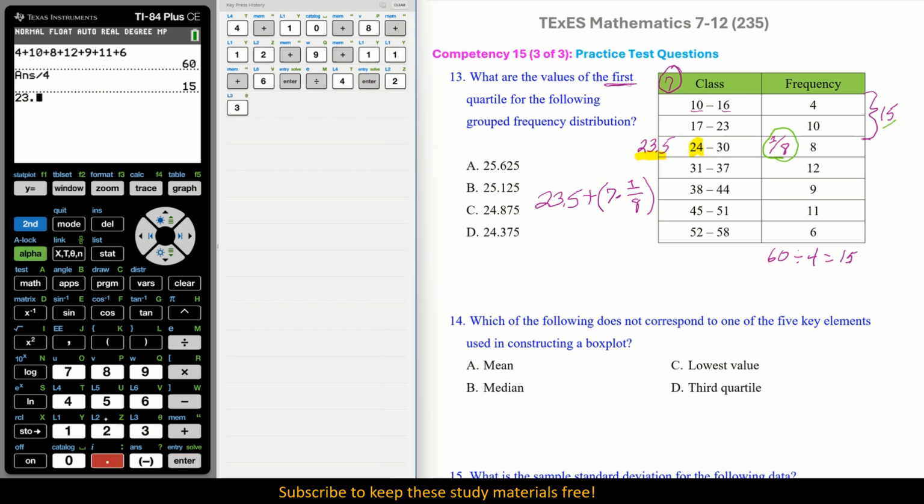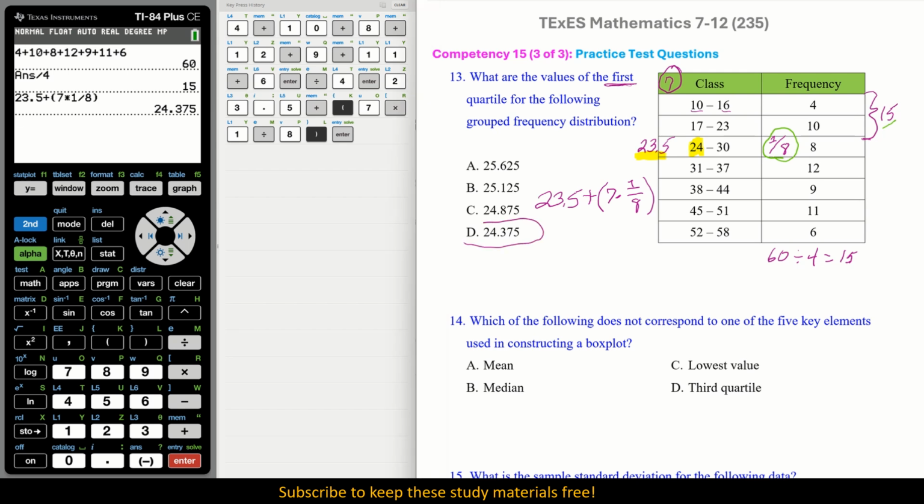Okay, we have 23.5. Add that. I like to use parentheses. And 7 times the 1 divided by 8, 1 out of 8 that we need. Push enter. And we get option D, which is exactly what we need.